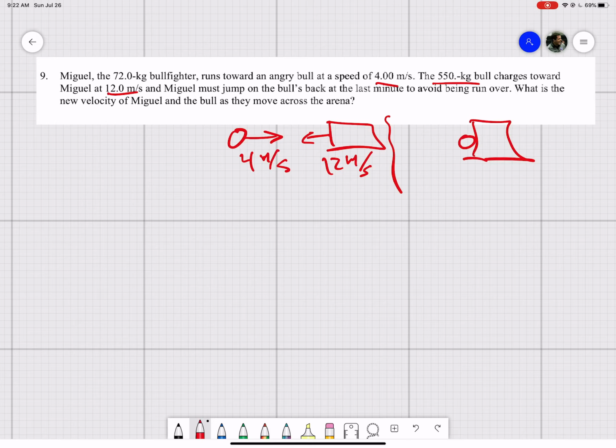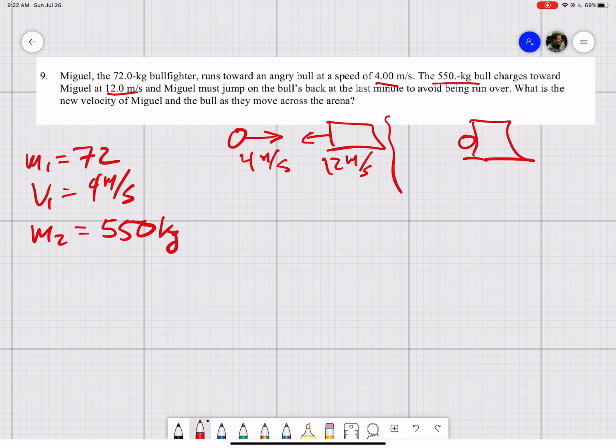Okay? So, M1 is Miguel, 72. V1 is 4. M2 is the bull, 550. V2 is 12 meters per second. All right. After they are stuck together, we are going to be looking for the new velocity.